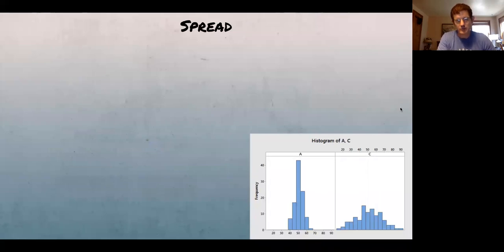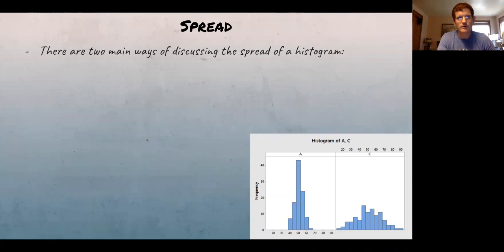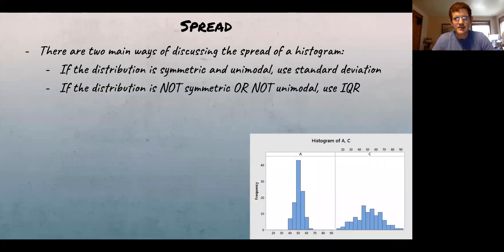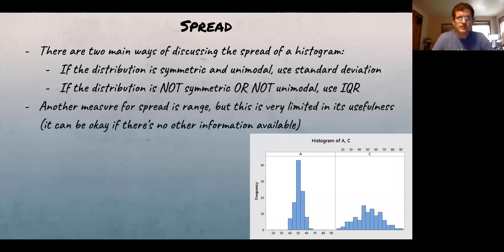The spread, this is what we're going to come back to in more detail later, but it's worth doing a brief overview. The 2 main ways of discussing spread are standard deviation or IQR, interquartile range. If the distribution is symmetric and unimodal, I should also say if it's uniform, you can use the standard deviation. If the distribution is not symmetric or not unimodal, use interquartile range. We will talk about the reasons why in a little bit, but it's something to keep in mind. The most basic measure for spread is the range, but this is very limited in its usefulness. So if no other information is available, then you can use the range to describe the spread. And that's of course just the max minus the min.